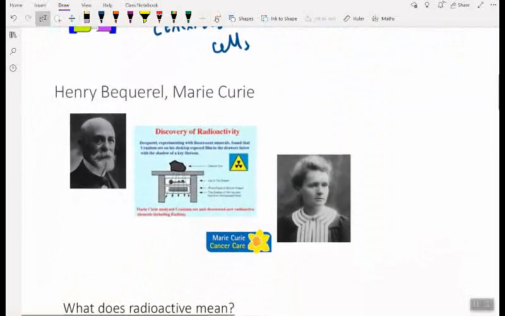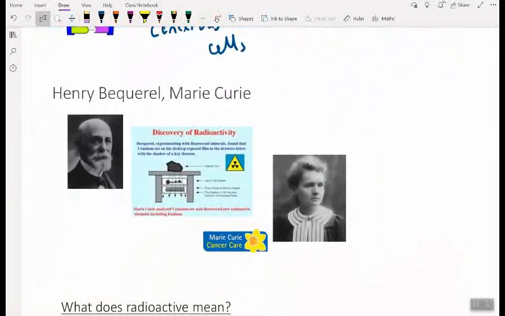Let's go a little bit into the history of ionizing radiation. Now, this bit about Marie Curie and Henri Becquerel is not explicitly on the GCSE specifications for exam boards. However, it's good to know about them and their names because it often gets brought up in questions.